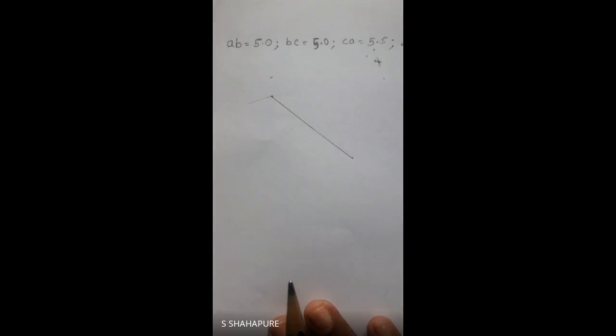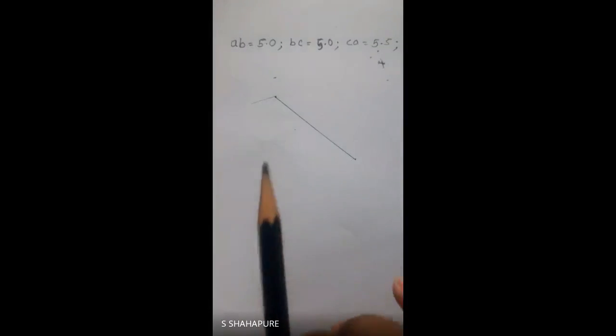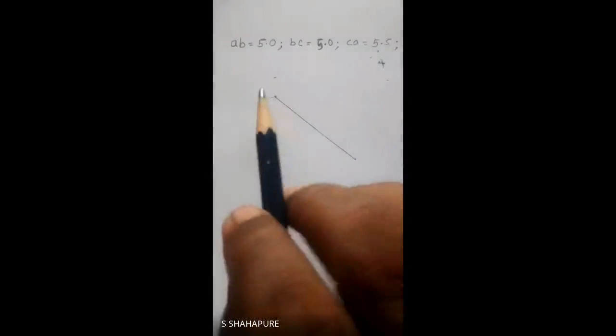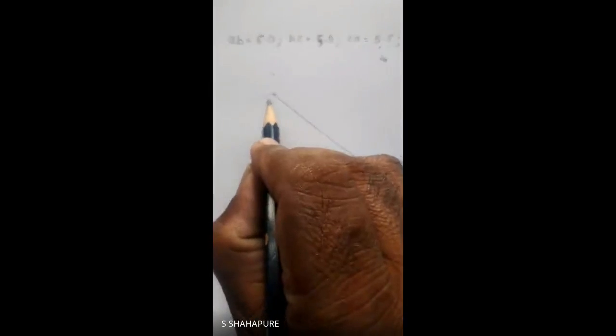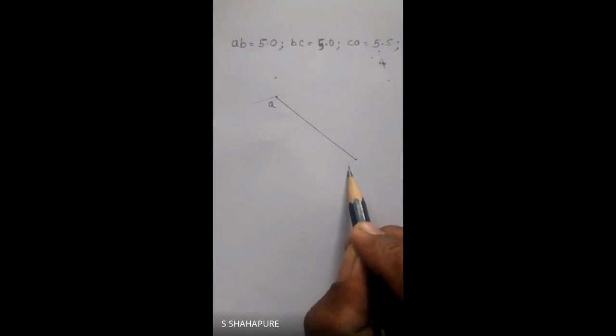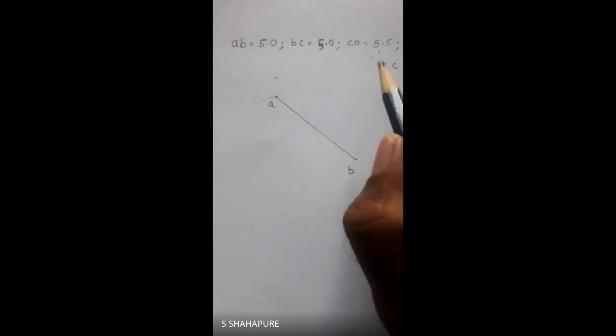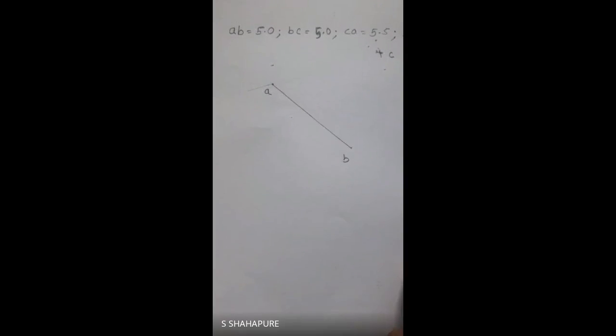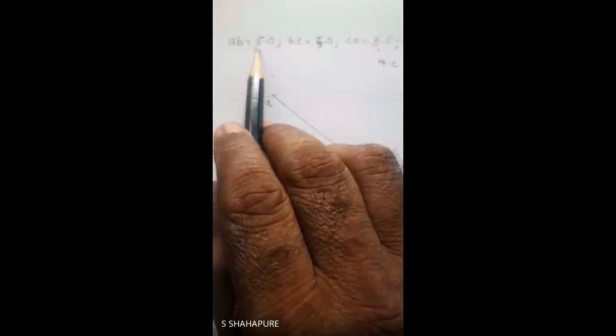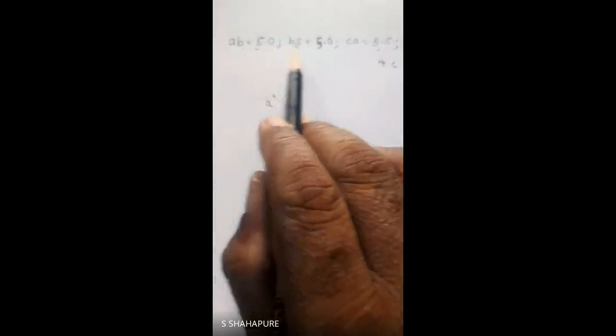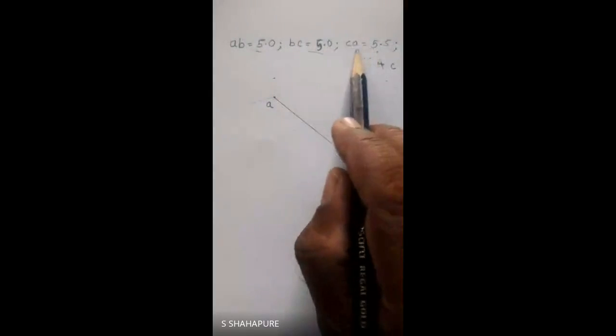There are three objects on the shore that are taken, that is A, B and C. So I am showing them here as A, B and C. Actually, I have taken these with some units. I have considered AB as 5 units, BC is 5 units, and CA is 5.5.